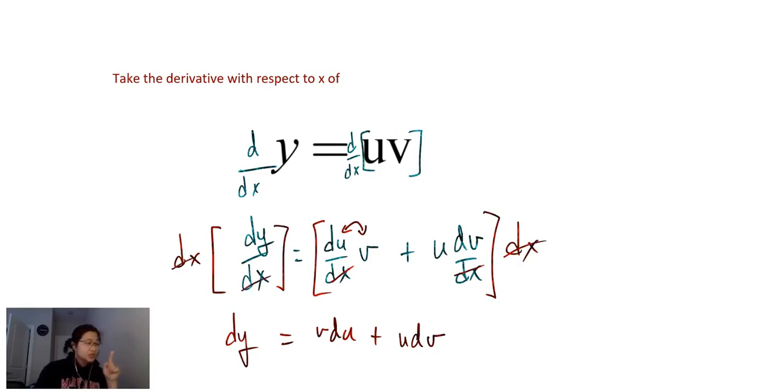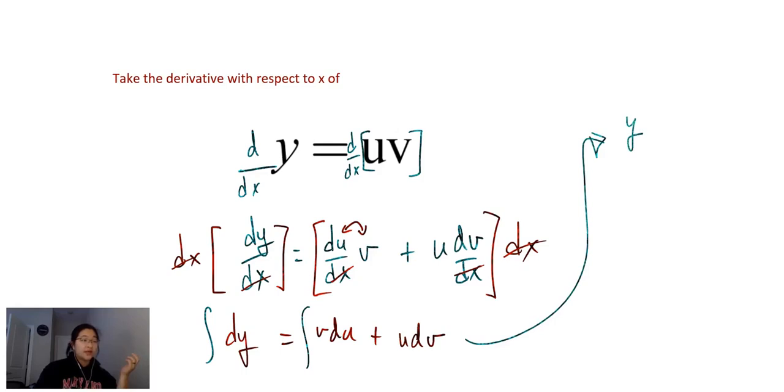Okay, so from here, how do we get, let's backtrack and let's integrate. Okay, so then we have the integral of dy is y, but then this is just a sum of two things, and we know from our properties of integration that we can have this as separate: the integral of v du plus the integral of u dv.